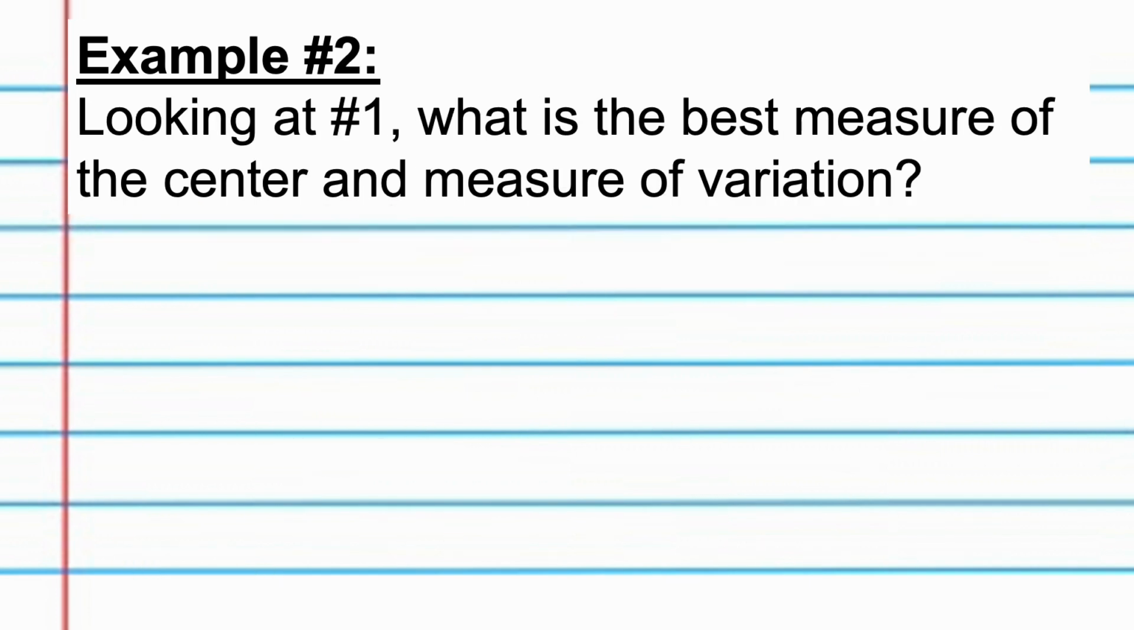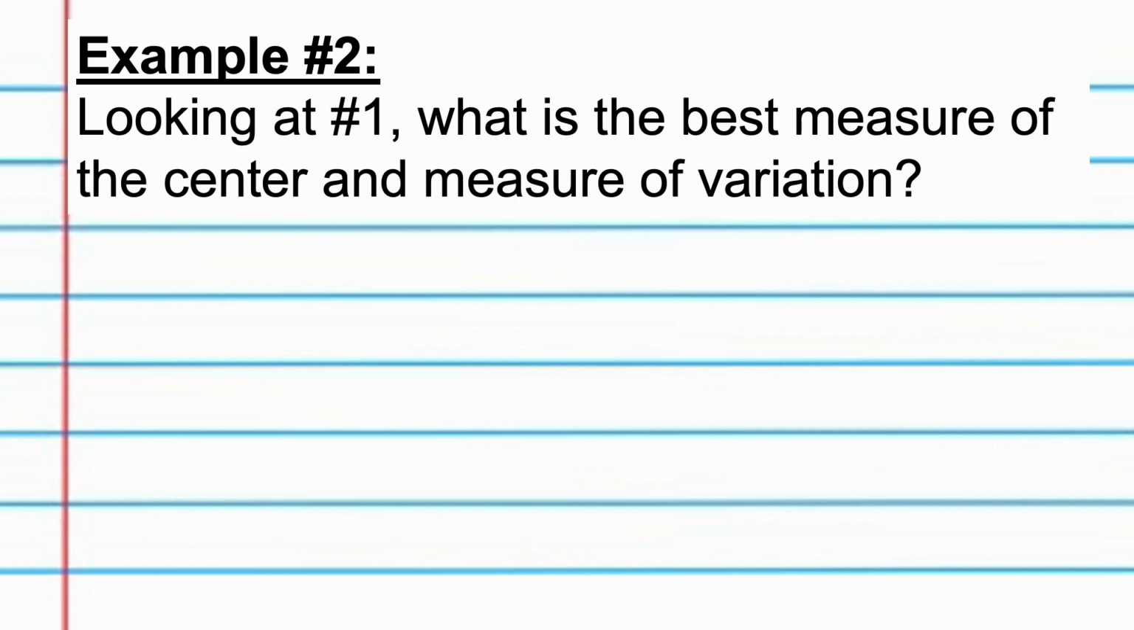Okay, and so example number 2, we're looking back at our data from number 1, and yes, I do want you to write these questions. What is the best measure of center and measure of variation? So when we look, we need to ask ourselves, are there any outliers? And that question tells us whether or not we're going to be using the median or the mean or the interquartile range or the range.